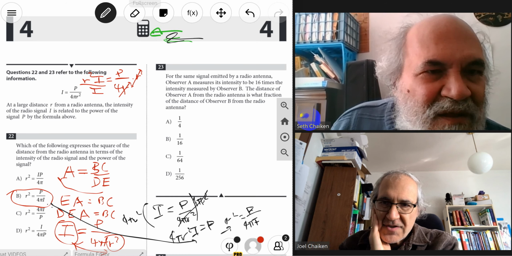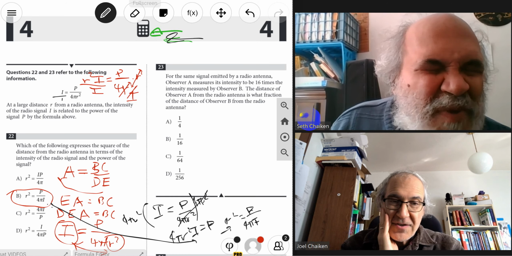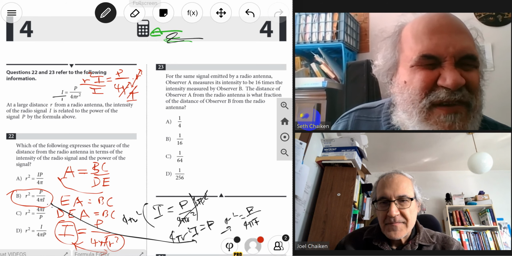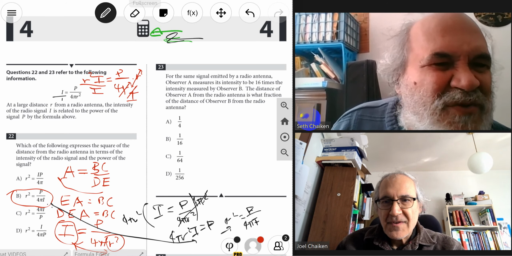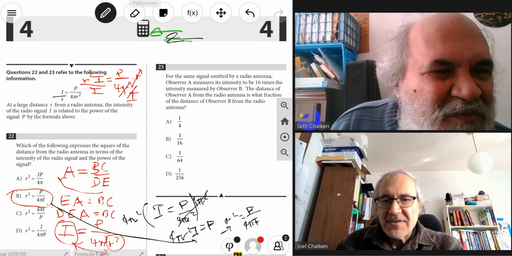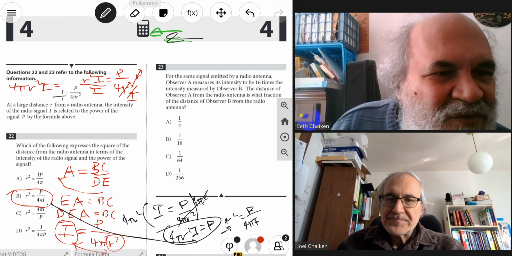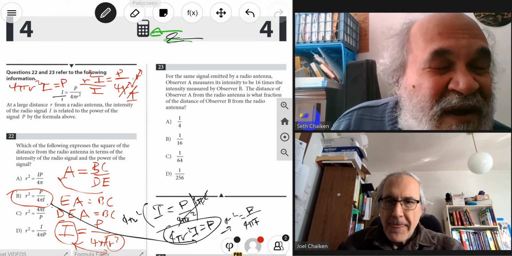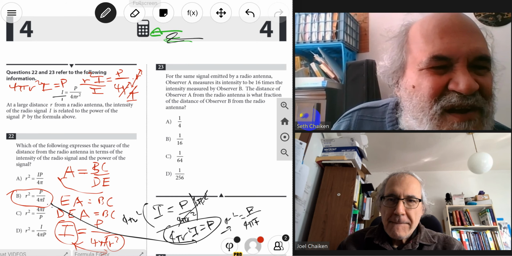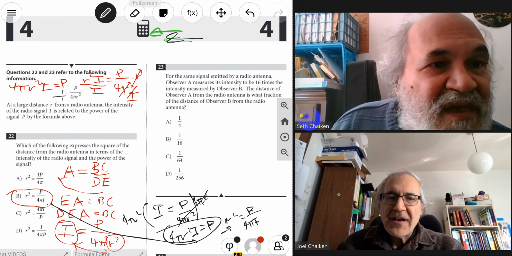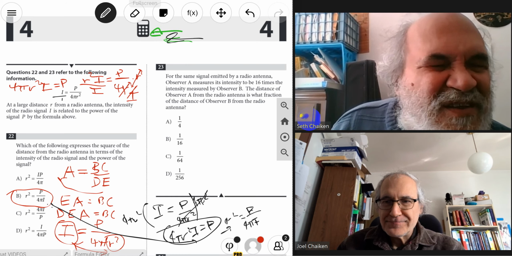You could also cross multiply. No, I wouldn't do that. But you could. Let's see how hard it is. You cross multiply, big deal. You get 4 pi R squared times I equals P, and the R squared is horrible. It's still stuck. It doesn't help too much.